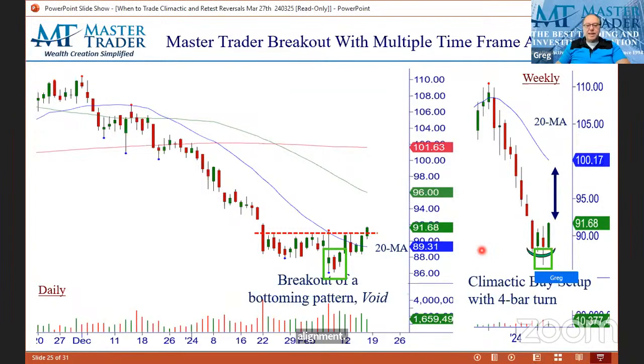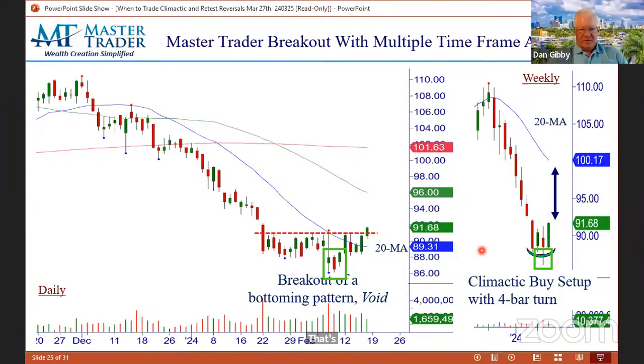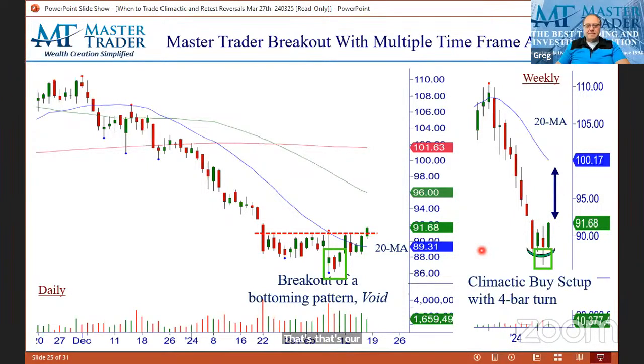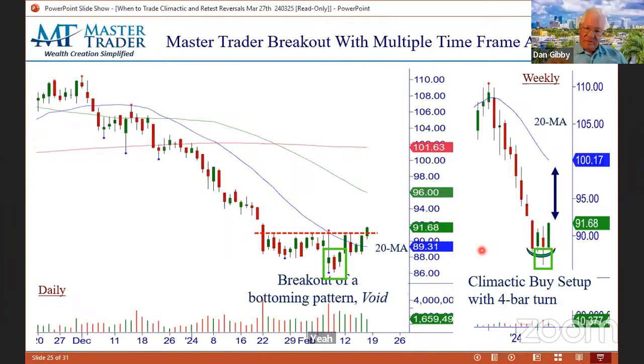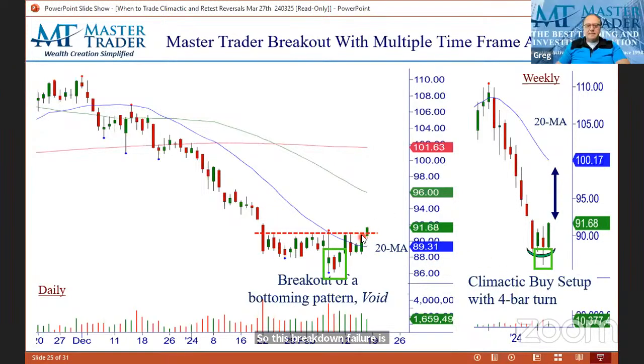Just drawing that little breakdown failure. It's great. This is a great little setup there. That's our tell. But to be clear, Greg, that breakdown is not where we're entering. Of course. Greg is doing it, he's just not saying it. So you see this square. This breakdown failure is our bottoming tail. Nice. But we're buying the breakout.